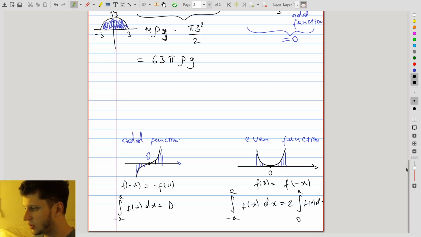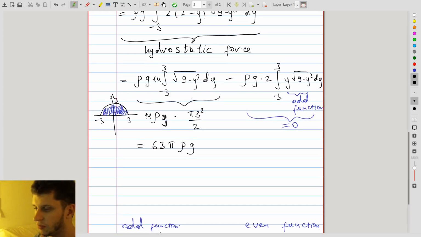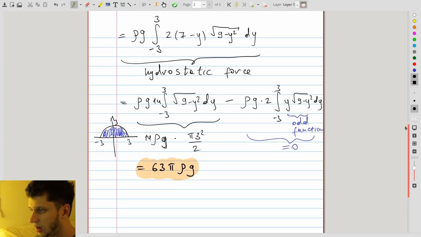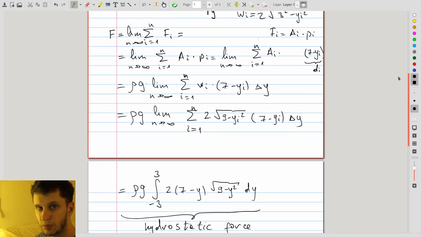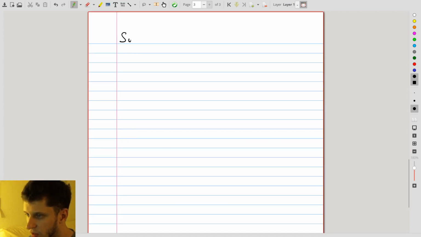Okay, so that was a digression about odd and even functions. Using these properties of such functions, we compute the answer to this question, and it gives us the value of the force of hydrostatic pressure. So let's summarize what we have said about setting up the integral for hydrostatic force.